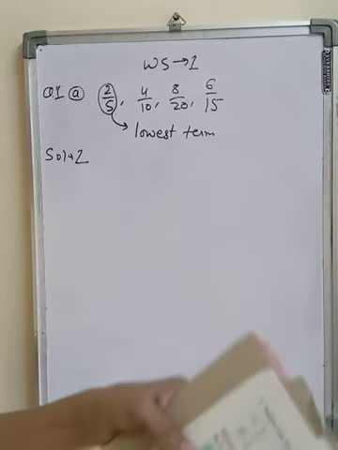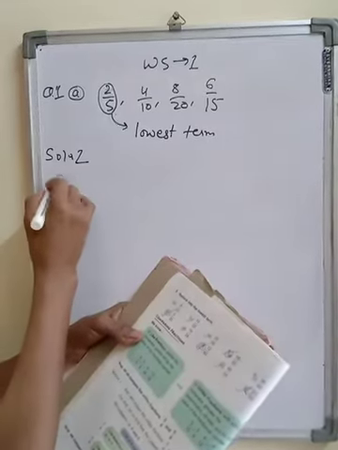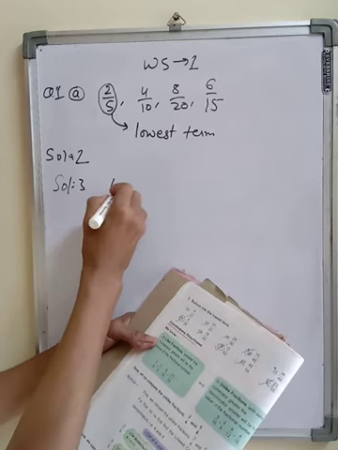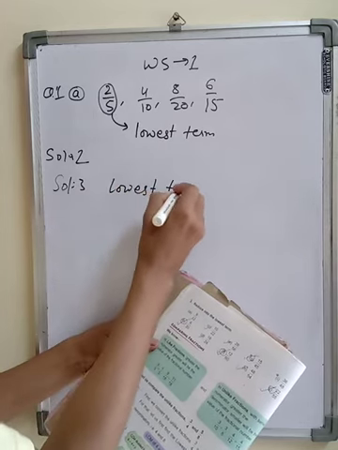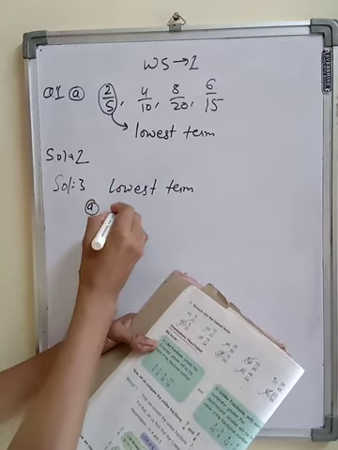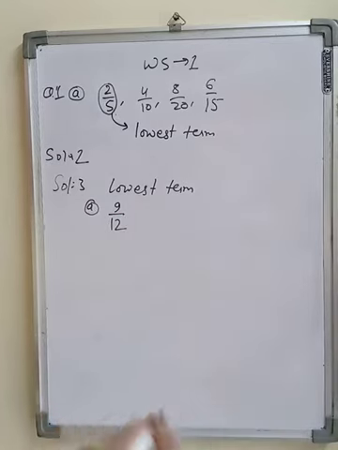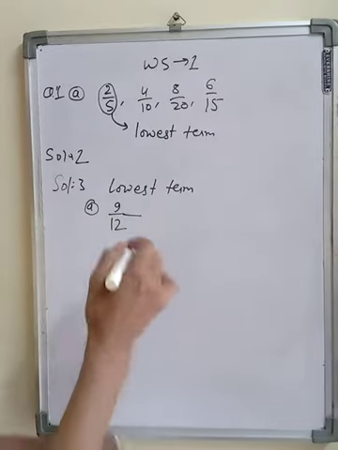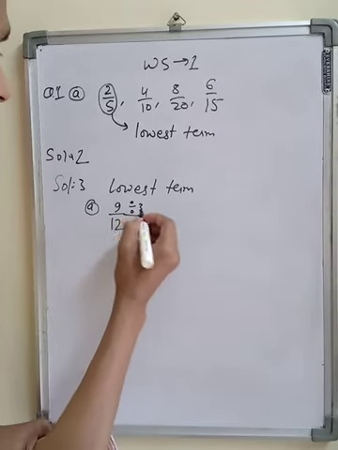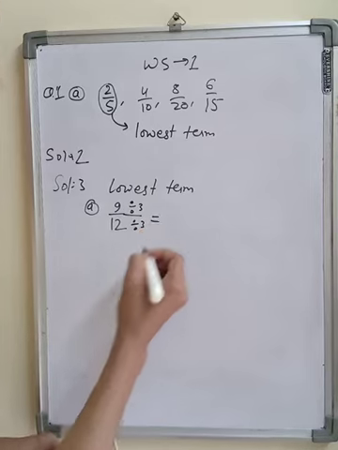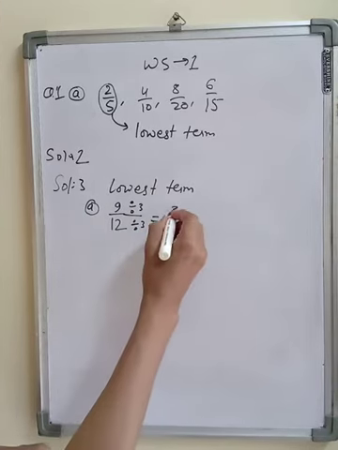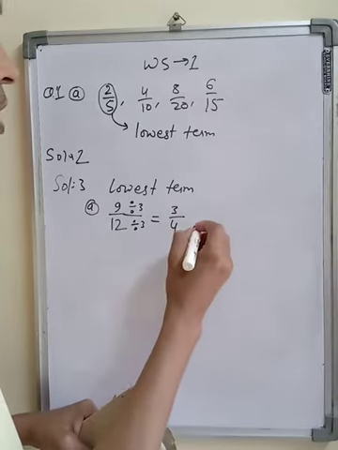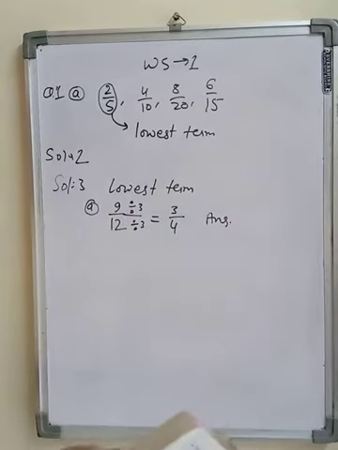Now question number 3. Reduce into lowest term. So solution number 3. We have to reduce into lowest term. A: 9 upon 12. How can we reduce into lowest term? First of all we will think: both are divisible by which common table? Both are divisible by 3 table. So both will be divided by 3. So this will come 3 upon 4. Now both are not divisible by any common table. So this is our answer.